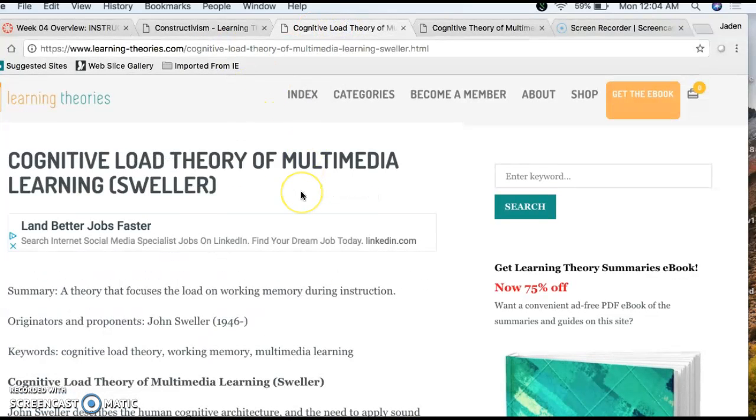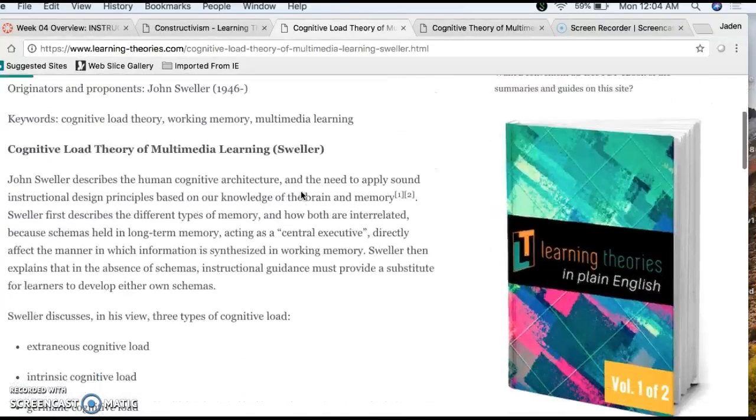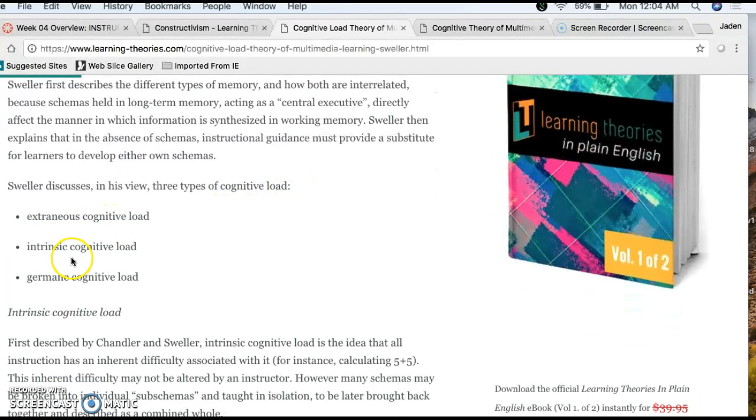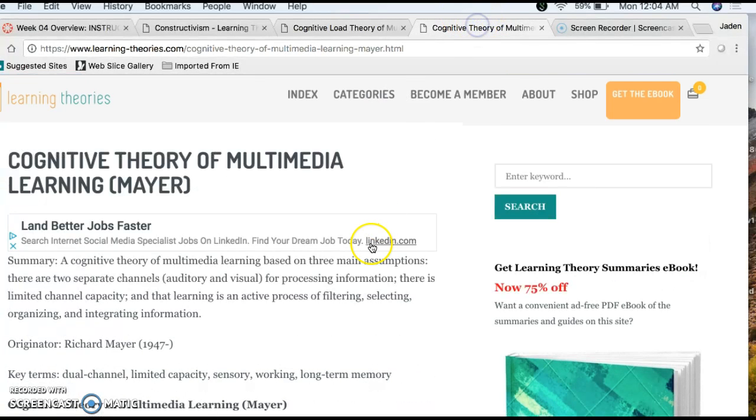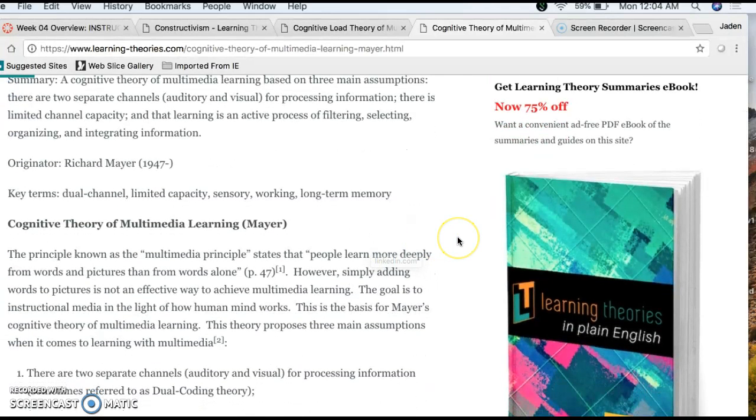For the cognitive load theory, this relates to the amount of information that the working memory can hold. And with the cognitive load theory, there are three types: extraneous, intrinsic, and germane. Extraneous is the way the information is presented to the learner. Intrinsic is the effort associated with the specific topic, and germane is the work put into creating a permanent store of knowledge.